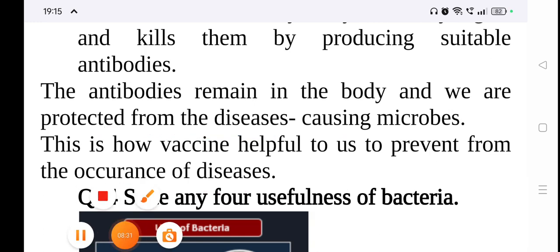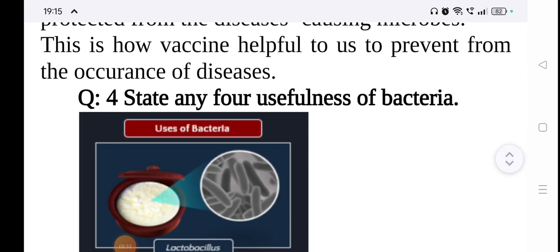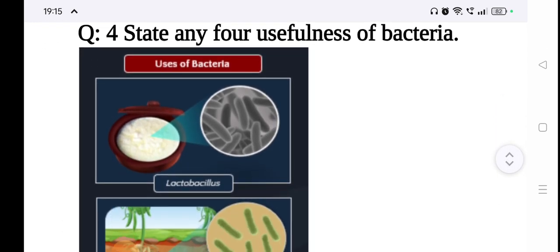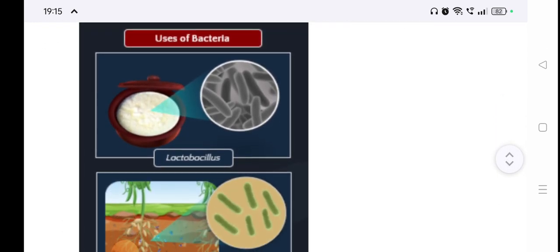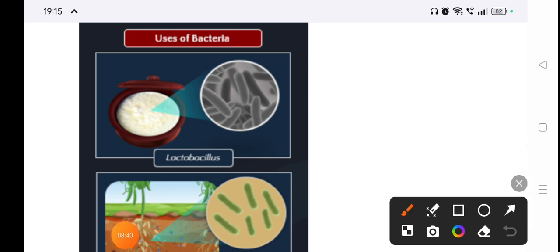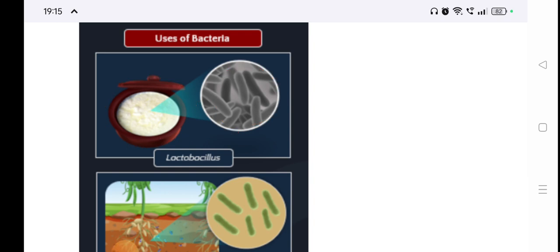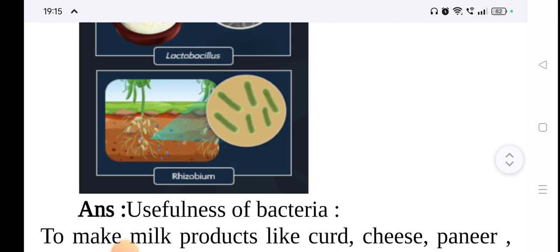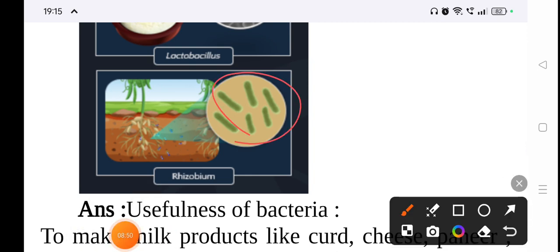Now we will see question number 4. State any 4 usefulness of bacteria. See the usefulness of bacteria. Here I have shown you the pictures that this is the bacteria. It's used to make the curd. It's the lactobacillus. And here these are the bacteria's names, the rhizobium, used in the plants.